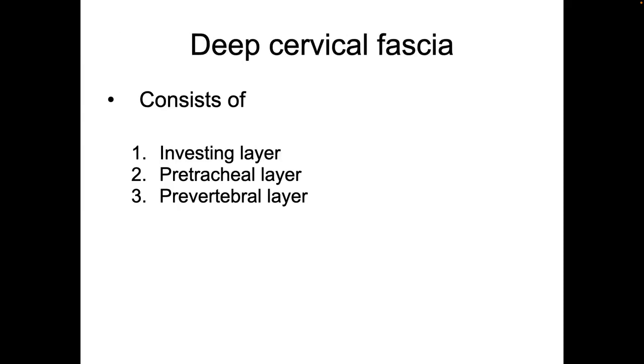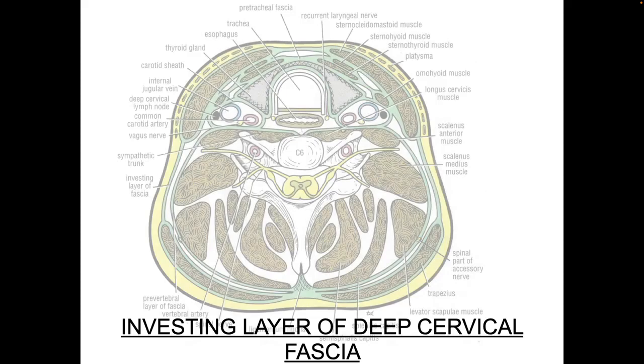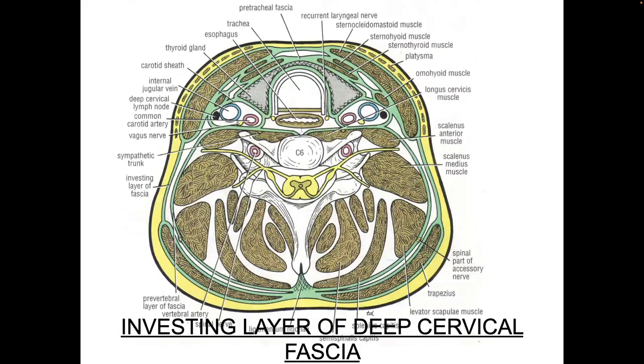The deep cervical fascia, which is actually very important. It consists of investing layer, pretracheal layer and prevertebral layer. Investing layer of deep cervical fascia. What is this? This is the most superficial layer of fascia, that is, after removing the skin and superficial fascia, the fascia that you see is the investing layer of the deep cervical fascia. It surrounds the entire neck.